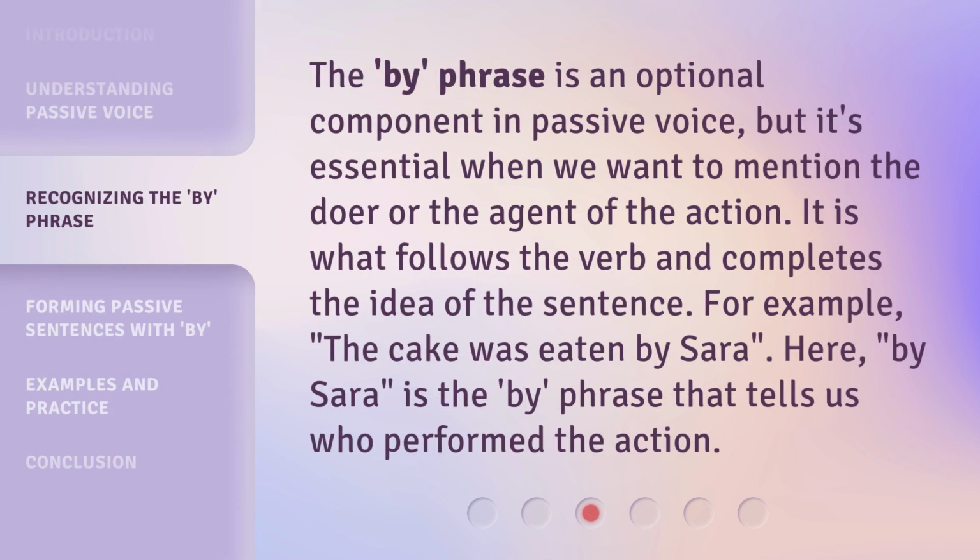The by phrase is an optional component in passive voice, but it's essential when we want to mention the doer or the agent of the action. It is what follows the verb and completes the idea of the sentence. For example, the cake was eaten by Sarah. Here, by Sarah, is the by phrase that tells us who performed the action.